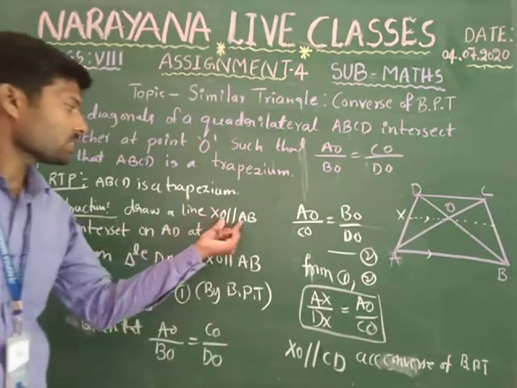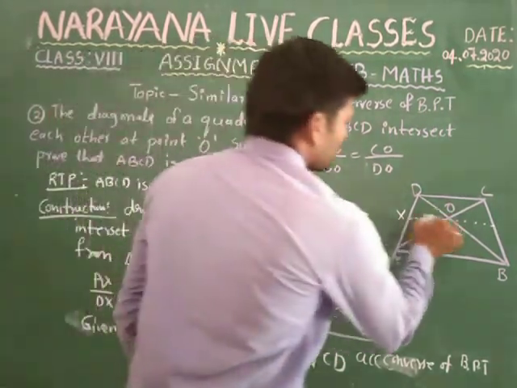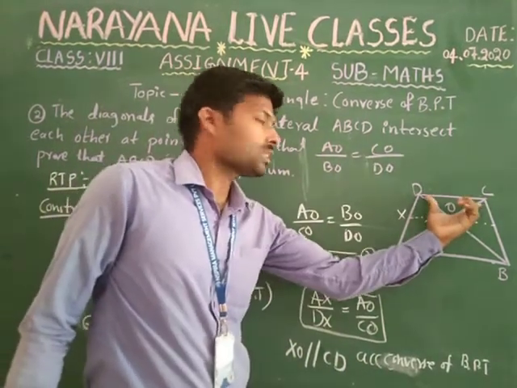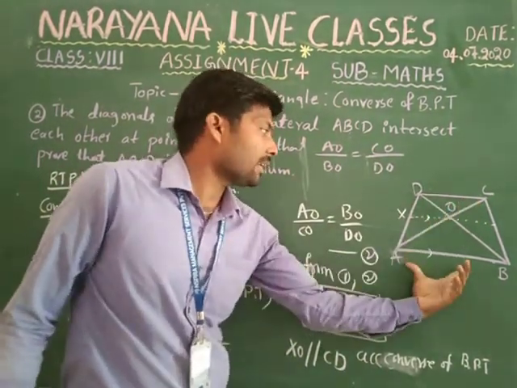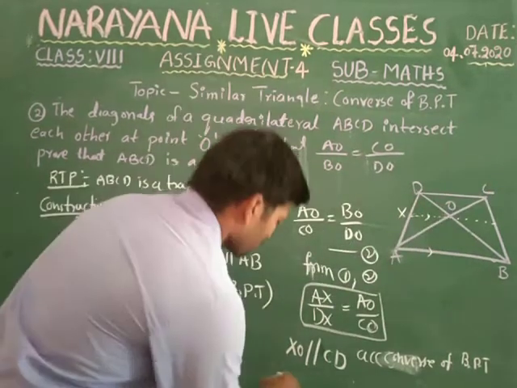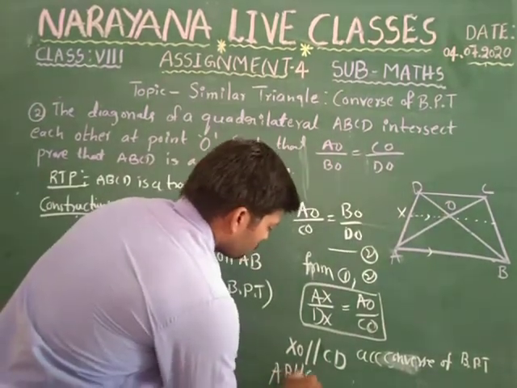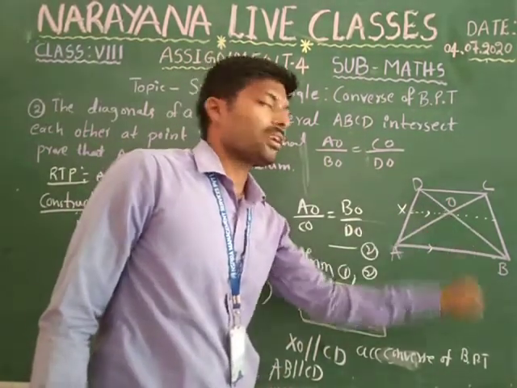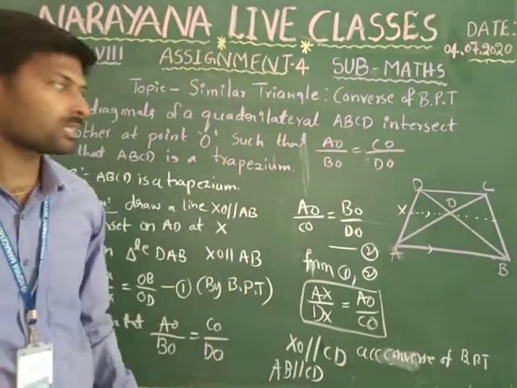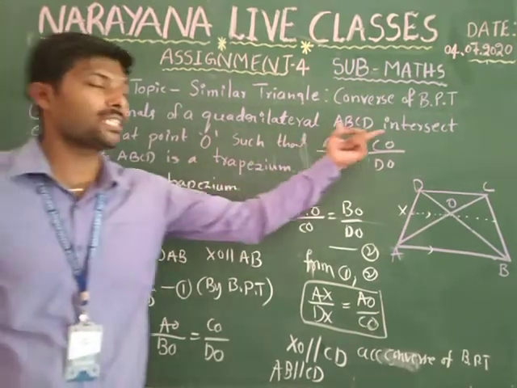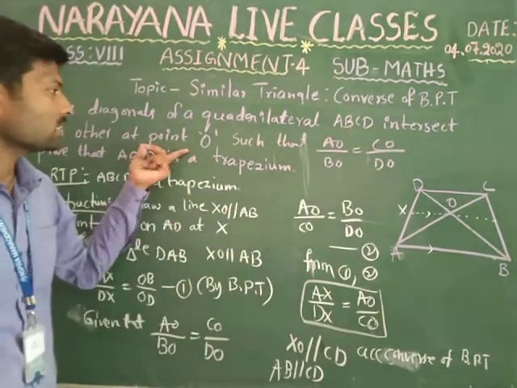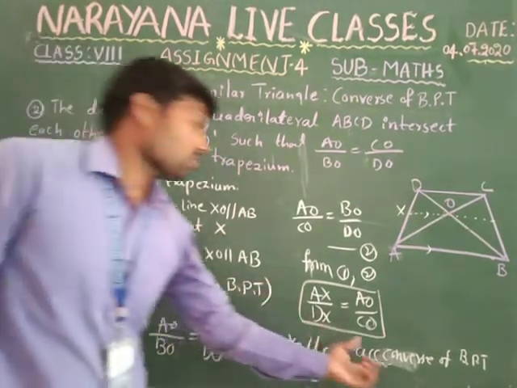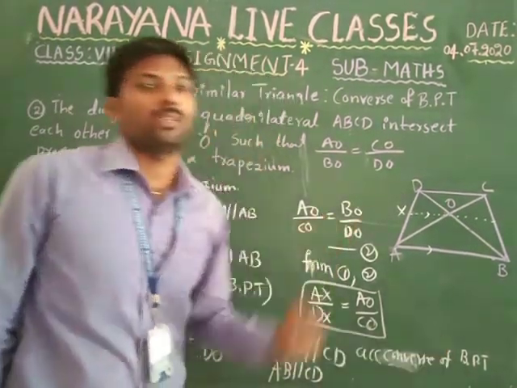Initially, XO is parallel to AB, and XO is also parallel to CD. So I can write AB is parallel to CD. These two lines are parallel to each other. Two sides being parallel means the given quadrilateral ABCD is a trapezium. Likewise, we can prove by using the converse of the basic proportionality theorem.